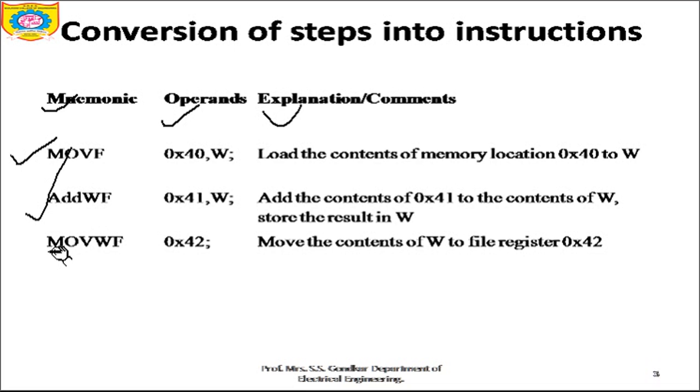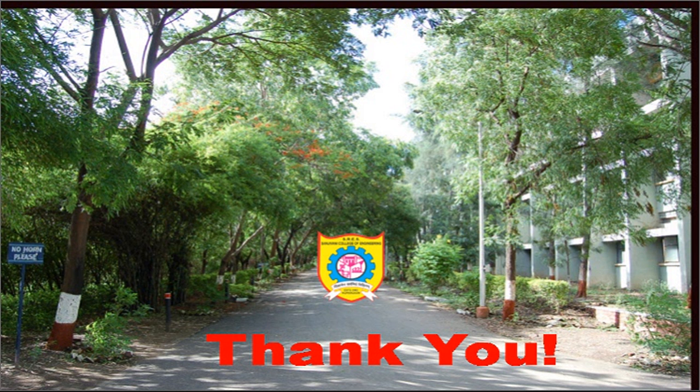So in order to move the contents to the location 0x42, we have to use MOVWF. It means the contents of W will be moved to the file register location 0x42. In this way you can write the program for adding two numbers where the register locations were specified but not the data. Thank you.